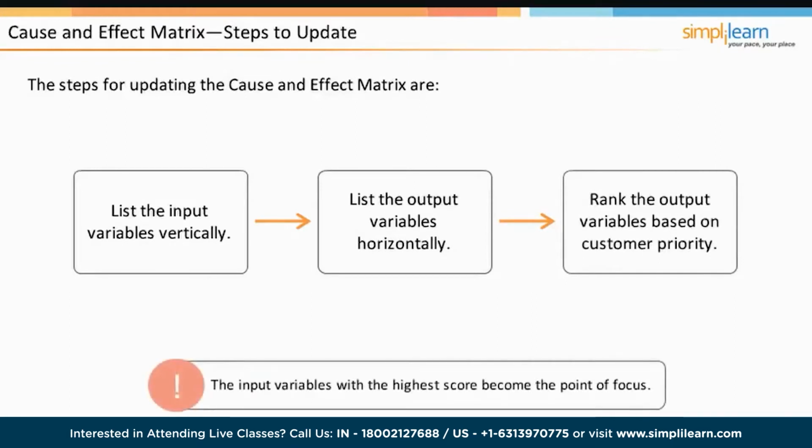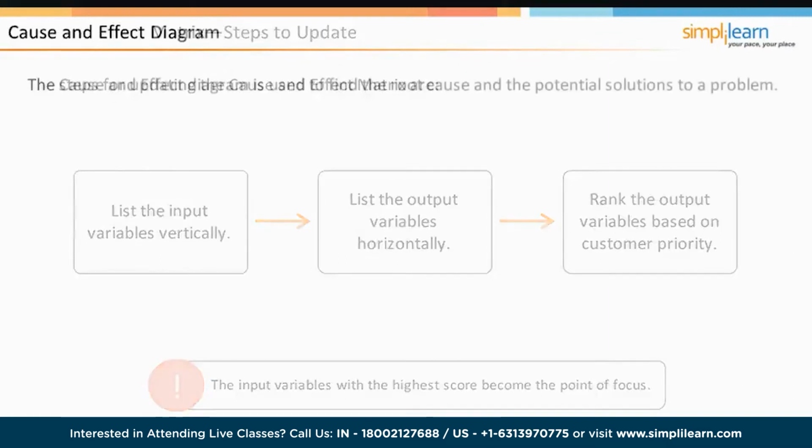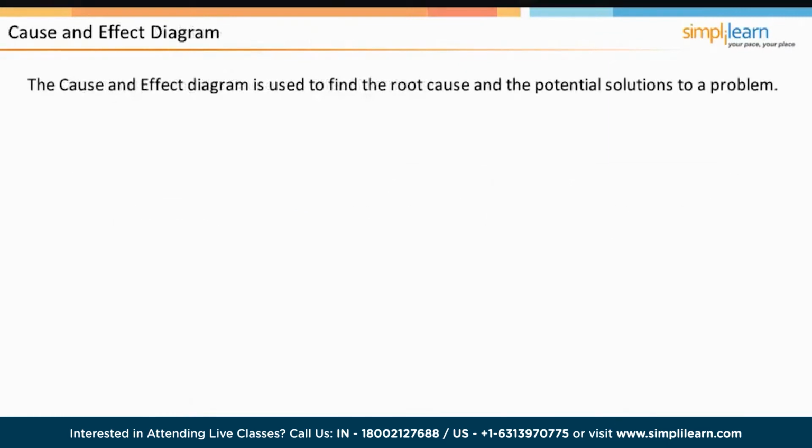The input variables with the highest score become the point of focus in the project. Another method to establish the cause-effect relation is the cause and effect diagram. This is explained in detail in the following screen. The cause and effect diagram is used to find the root cause and the potential solutions to a problem.